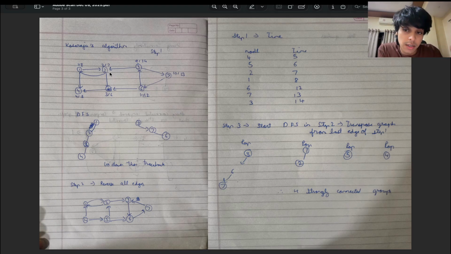At time 5, it falls back to node 4. It retraces its path. At time 6, it falls back to node 3. At time 7, it falls back to node 2. And at time 8, it falls back to node 1.